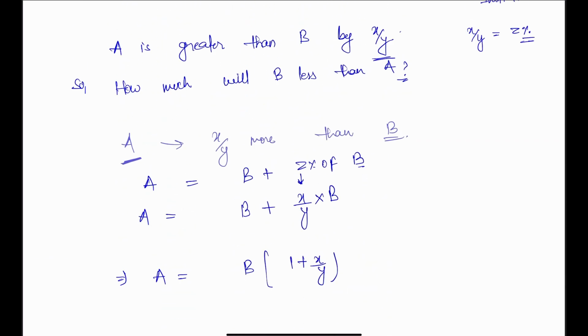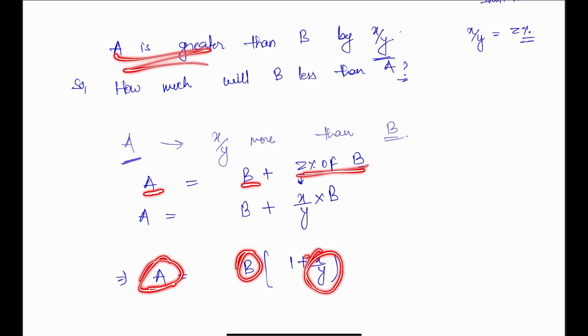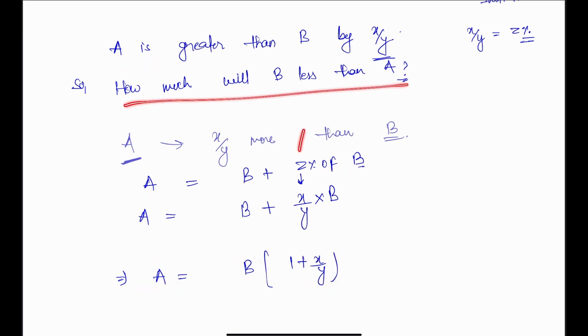So for the first sentence, a is greater than b by x by y, okay, x by y in the fraction. So a is greater than b, so obviously a will be big. It is a multiple of b, 1 plus x by y, greater than b by x by y. Great. How much will b be less than a?